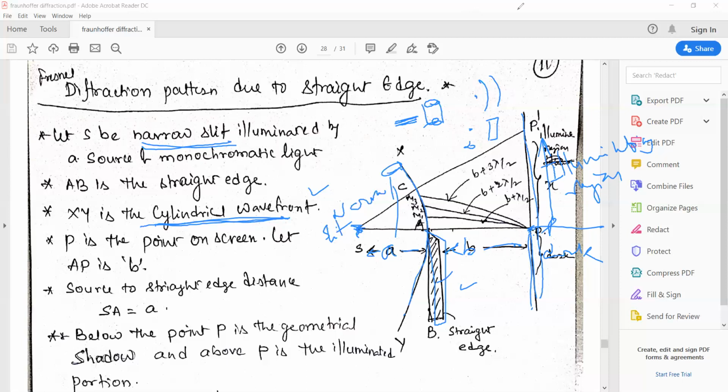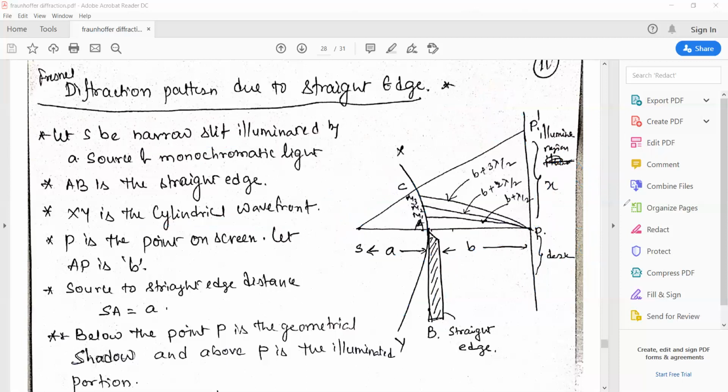But in practice, above point P you will see some diffraction pattern. Diffraction pattern means alternate bright and dark bands, with central maxima and secondary maxima. So there will be bright and dark spots above point P instead of complete illumination. You will see the diffraction pattern up to a certain distance, that means maxima and minima, or bright bands and dark bands. After a certain distance, you will see a completely illuminated region. There will be no diffraction pattern. You will only see light.